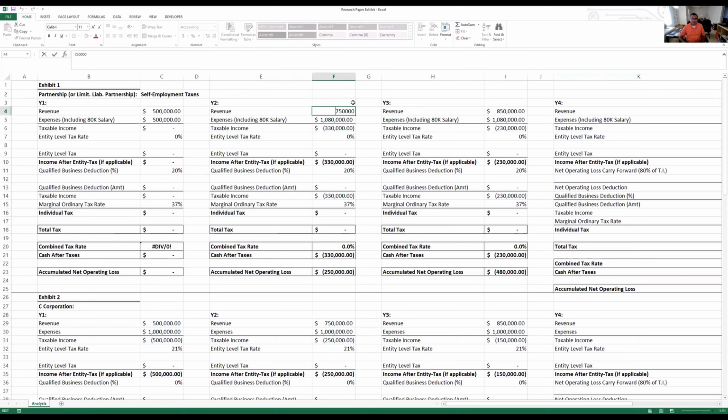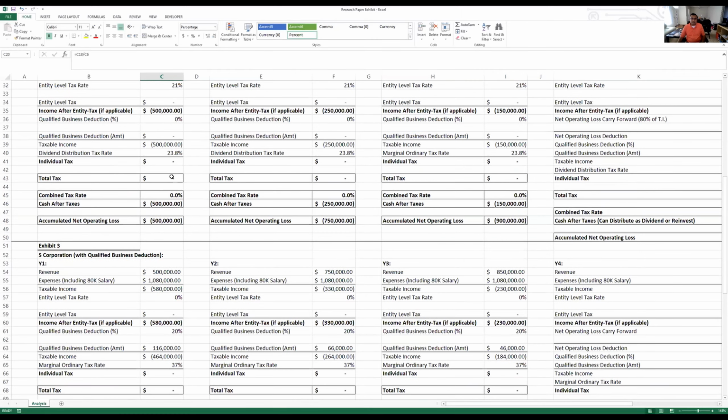Let's say I have some income the second year. So I have $750,000 of revenue, $500,000 of expenses, which includes my salary. Then I have taxable income of $250,000. So then I get a qualified business income deduction of $50,000, which is 20%. And then taxable income becomes $200,000 instead of $250,000. So with partnership, it looks like my combined tax rate is 29.6% for the second year, 0% for the first year.